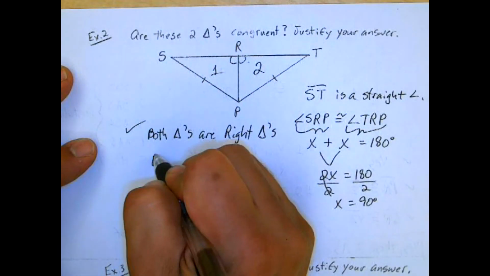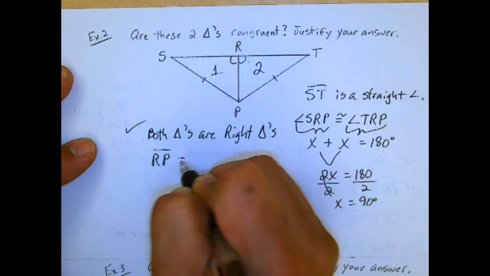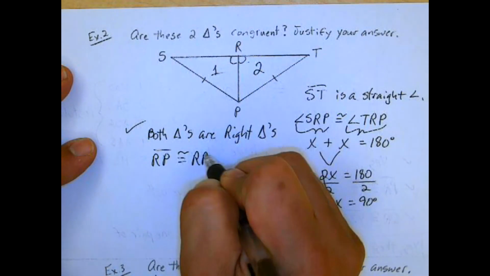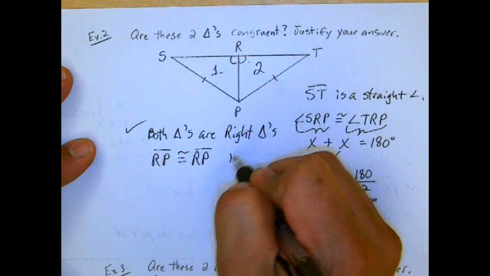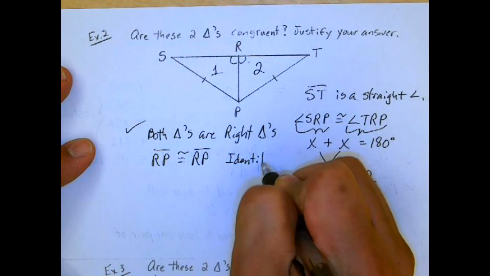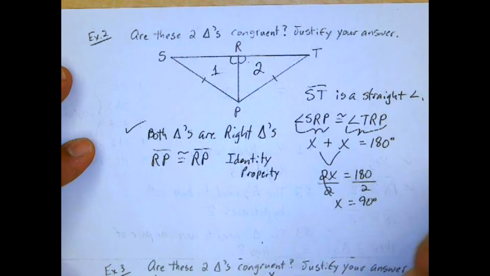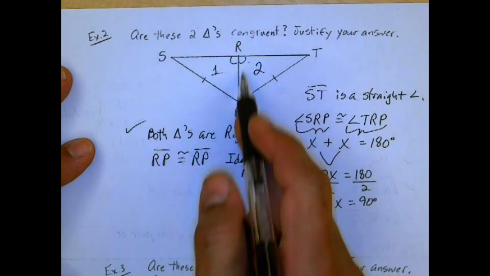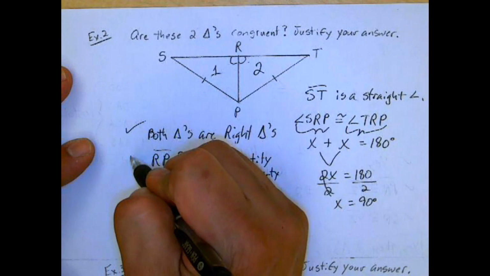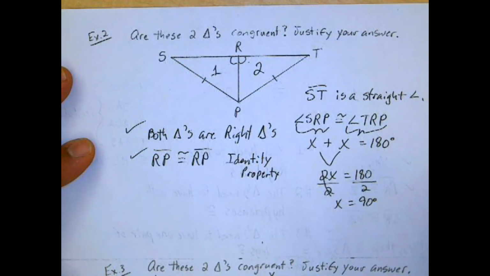So what I'm going to say is RP is congruent to itself. And if you remember what that's called, it is the identity property. Identity property. And remember, this is a leg right here. This is a leg that I can say is congruent to itself.